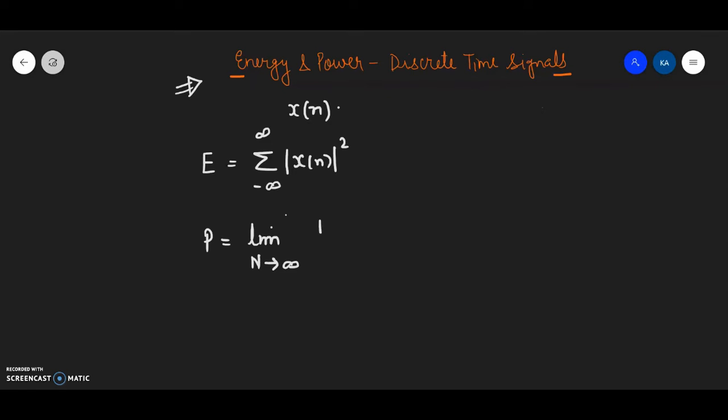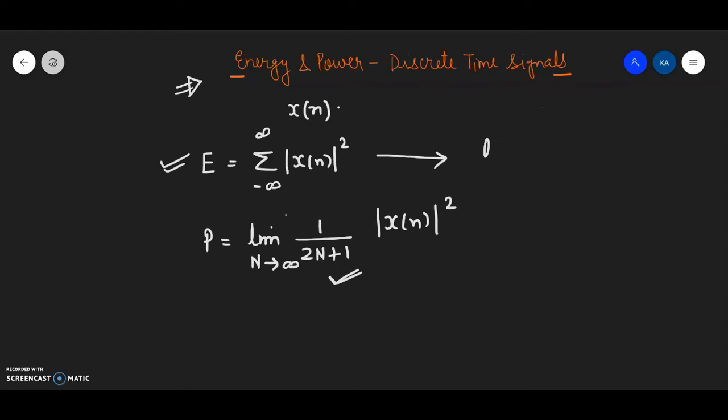Right? This will be 1 upon 2n plus 1, and here we will be using mod of x of n whole square. Fine. The difference between the two formulas is here we have an additional term, that is 1 upon 2n plus 1. In almost every book you will find this particular formula, but most of the students find it difficult to remember both the formulas. So what we can do is we can change this formula into limits as well.